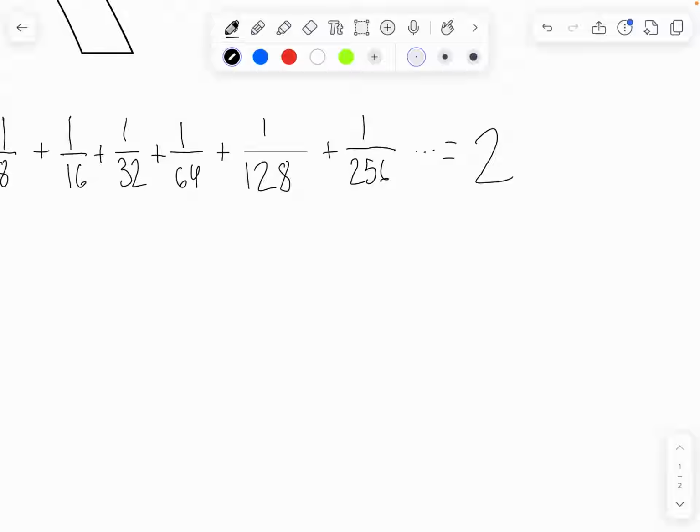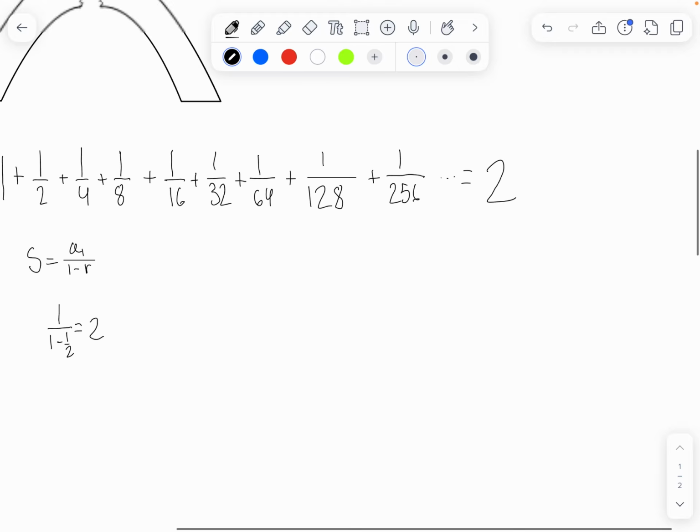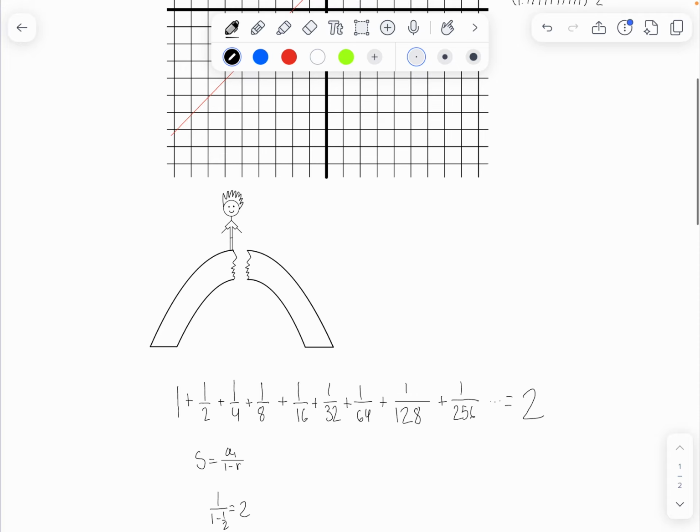But eventually, the infinitely small difference between 2 and the sum is going to be so negligible that when we add all these numbers up, we can just say that it is 2. So that is my third example on what a limit is. Now hopefully you understand what a limit is.